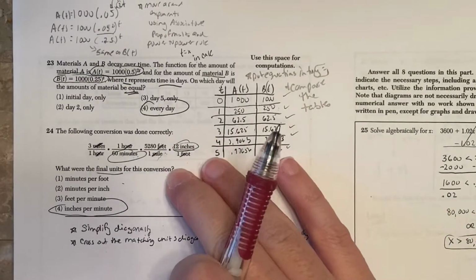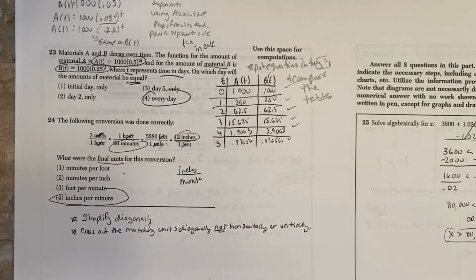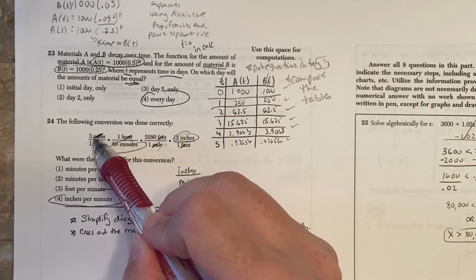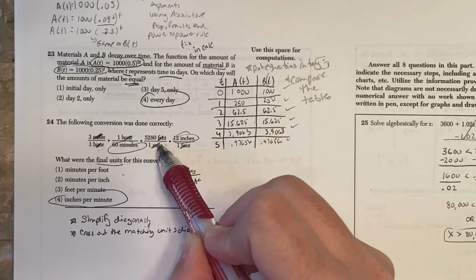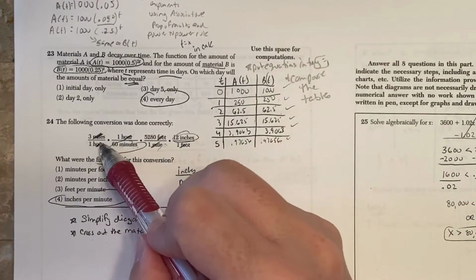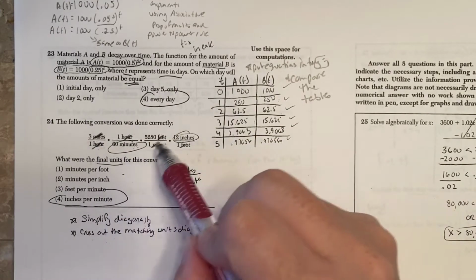All right, 24. This is supposed to be your toughest one. The following conversion was done correctly. What were the final units? Okay, and I kind of wrote over it, so I'm sorry, but this top miles and this bottom miles can simplify. Remember, simplify diagonally. Cross out the matching units diagonally, not horizontally. This hour and this hour.